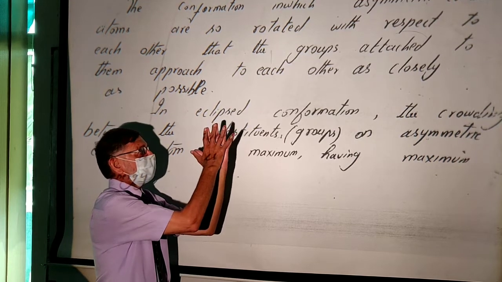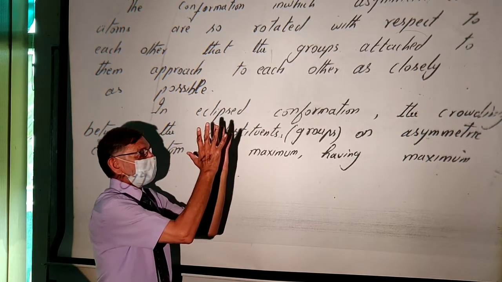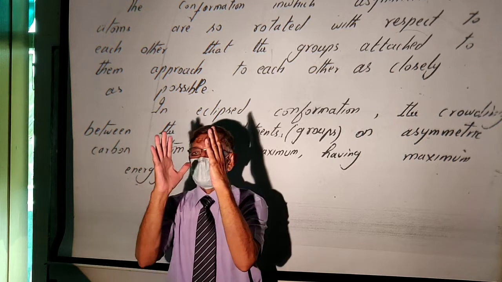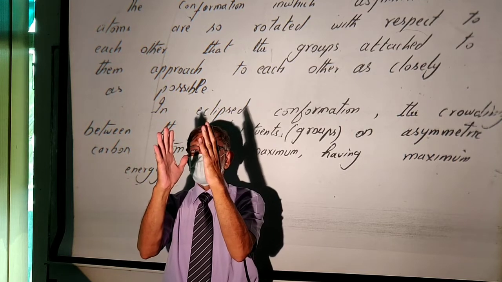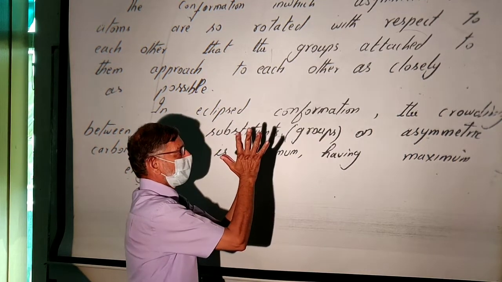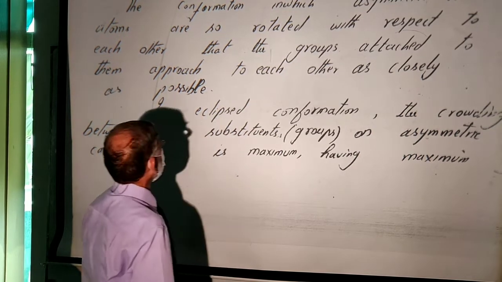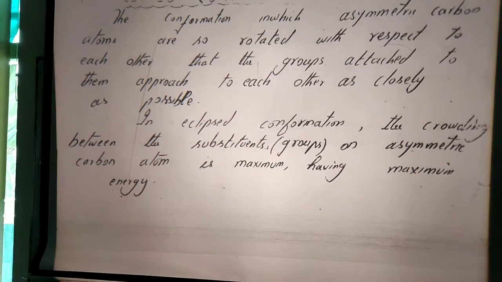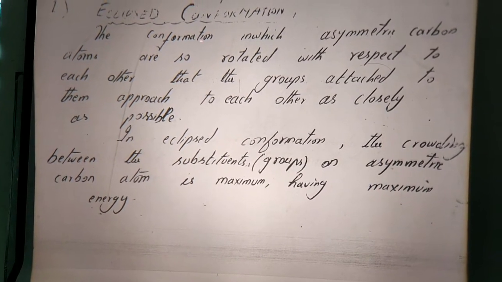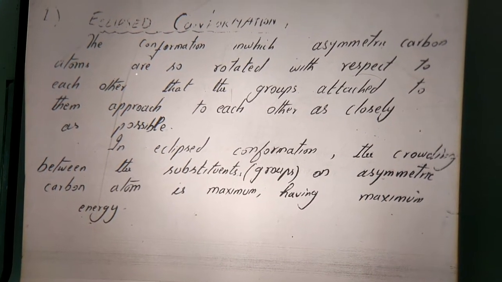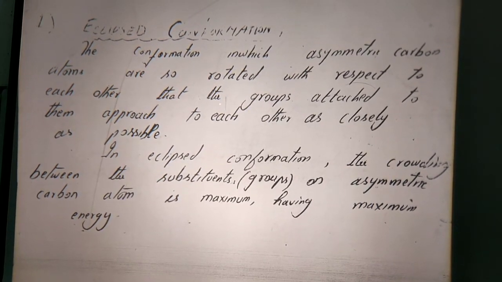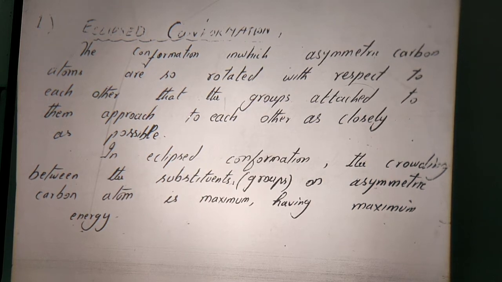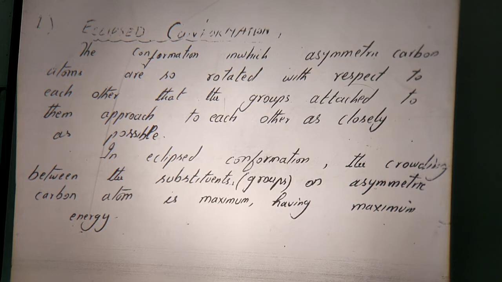Exactly upon the other carbon, things are like this. If you look into it, I can see one carbon, another carbon, and this is the axis, and you can see complete eclipse upon each other. Now, the conformation in which asymmetric carbon atoms are so rotated with respect to each other that the groups attached to them approach each other as closely as possible. Now look at it.